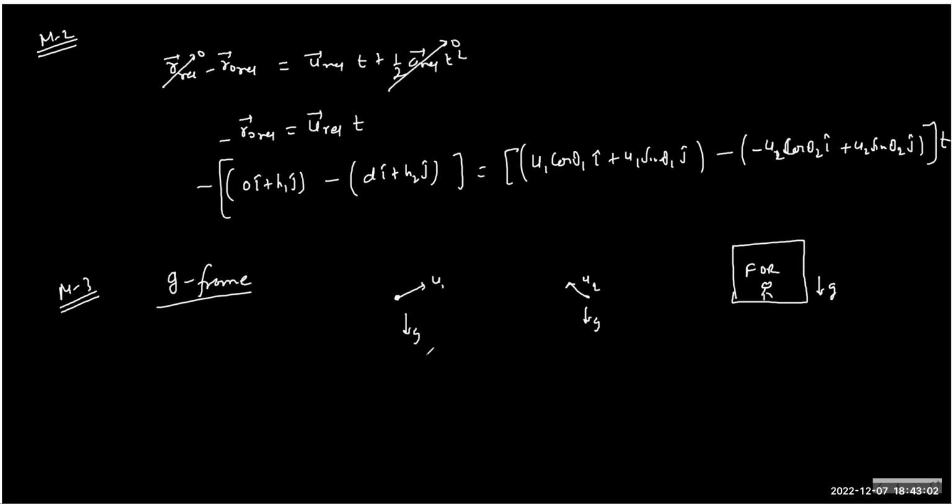If you choose a G frame, what will happen? It will appear that both are moving in their respective trajectory, along their respective initial velocity direction, performing straight line motion. So how will the question look? Let me draw this diagram once again. So we have two towers.